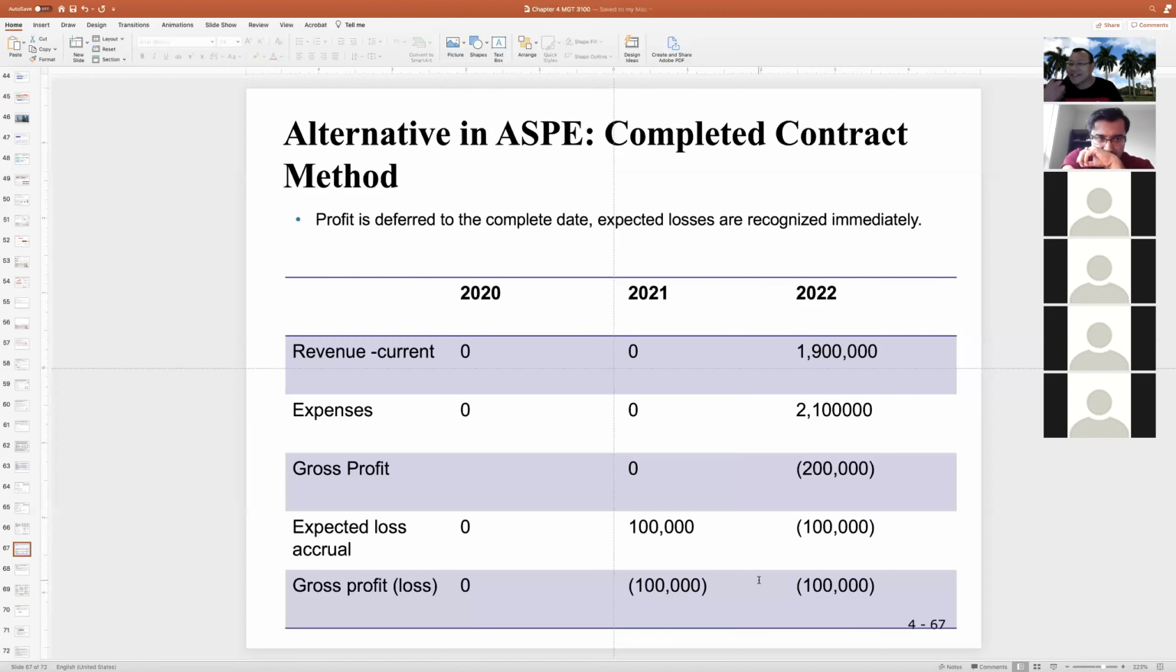So you can see this is very easy. You would think, oh boy, I wish we always used the completed contract method. It's much easier, and that's why ASPE is cheaper than IFRS. You can see the reason. How long is this going to take you? It won't take very long to finish this. It's going to take you more time to do the percentage of completion. So this is the alternative in ASPE, the completed contract method.